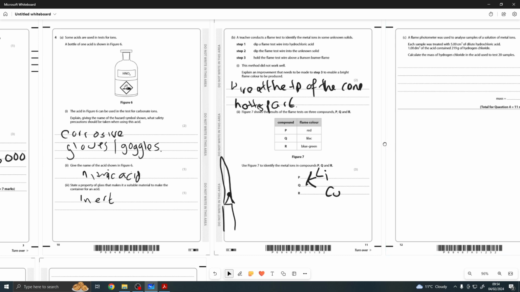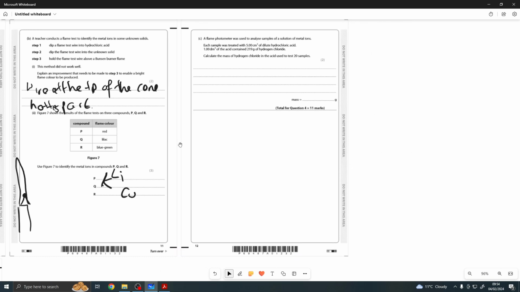Right, a flame photometer was used to analyze samples of a solution of metal ions. Each sample was treated with 5 centimeters cubed dilute hydrochloric acid. 1 decimeter cubed of the acid contained 219 grams of hydrogen chloride. Calculate the mass of the hydrogen chloride in the acid used to test 20 samples.